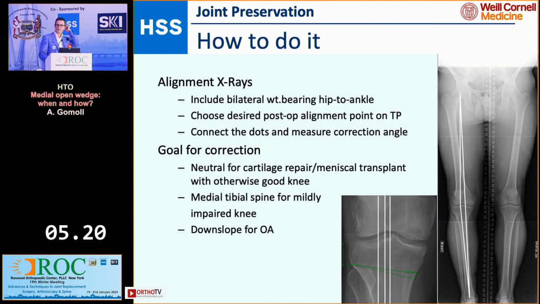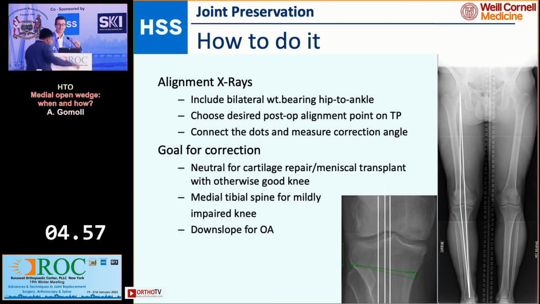How to do it? I always get alignment x-rays from hip to ankle. I don't believe that you can really calculate this properly and plan this properly on short knee x-rays, so I always get hip to ankle bilateral weight-bearing x-rays. And then I plan. I plan based on these x-rays, and I plan depending on what else I'm planning on doing.